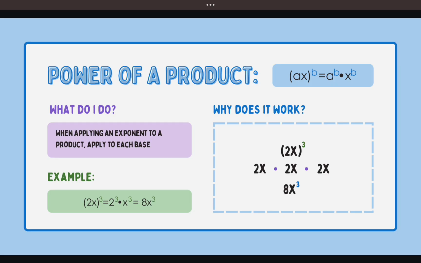Why does it work? 2x to the power of 3 equals 2x multiplied by itself 3 times. So the answer is 8x to the power of 3.